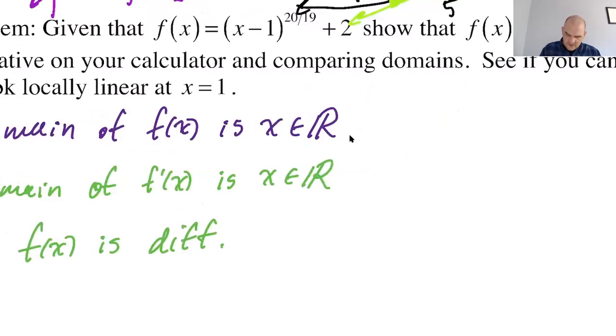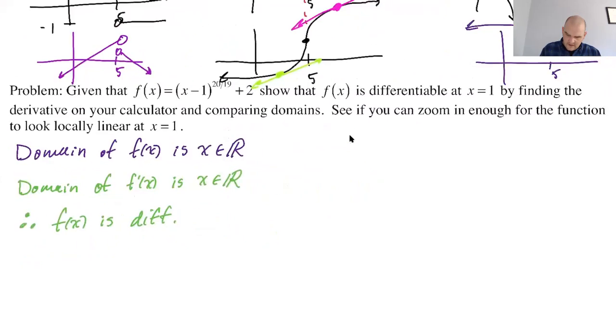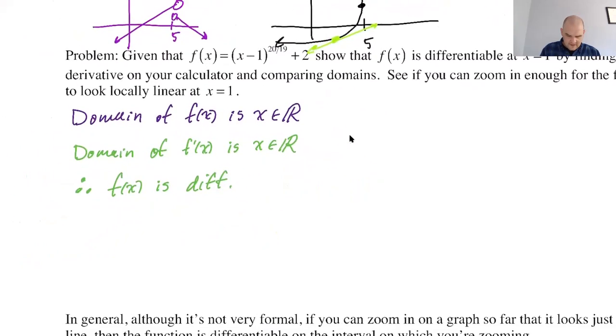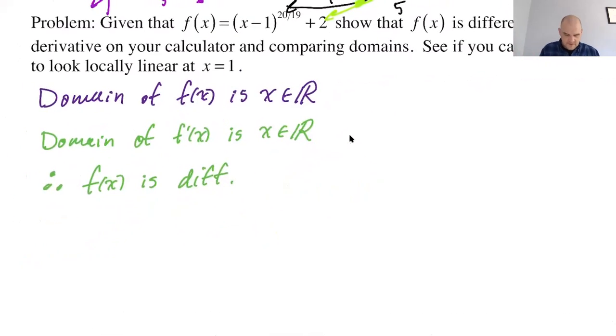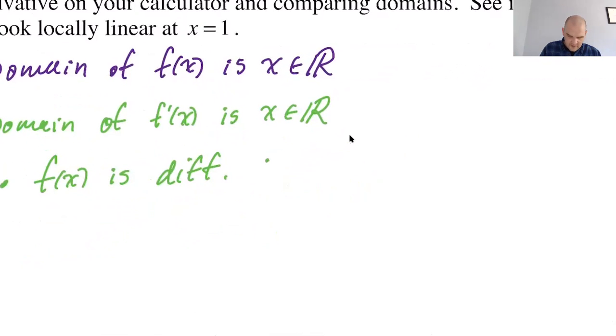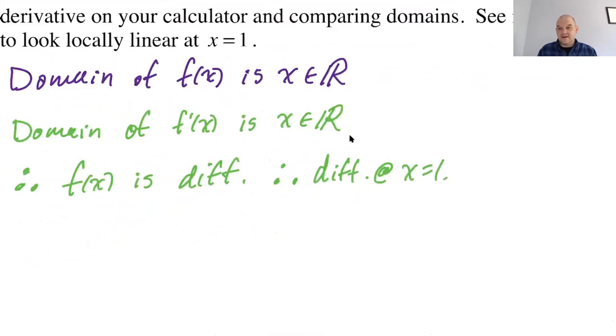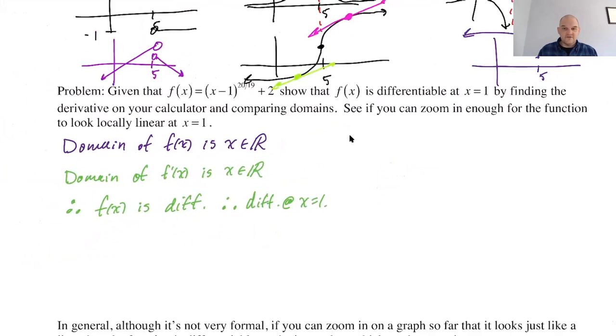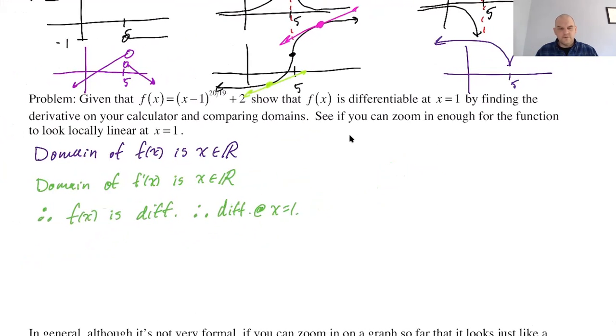Actually, did I answer the question? Yeah, I mean, it's differentiable. So differentiable, therefore differentiable at 1. You always got to make sure you answer the question, which is not always easy in calculus because the questions kind of fly around. There's a lot of questions in any one part.